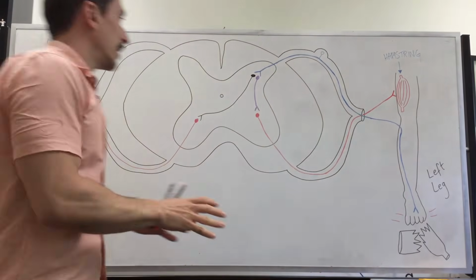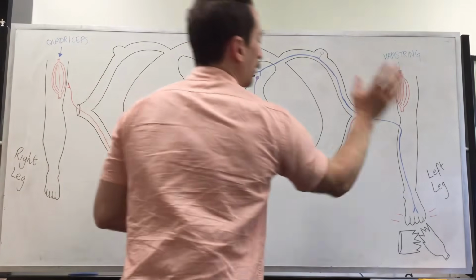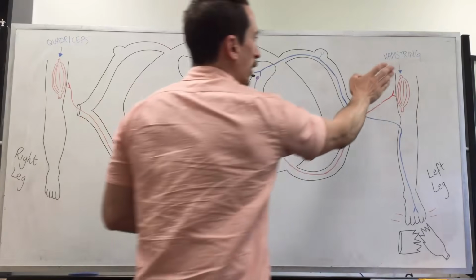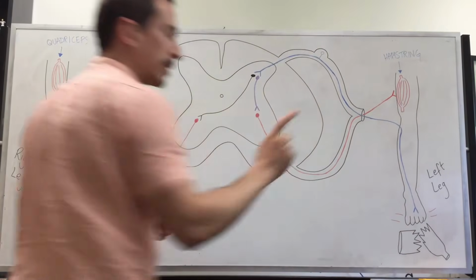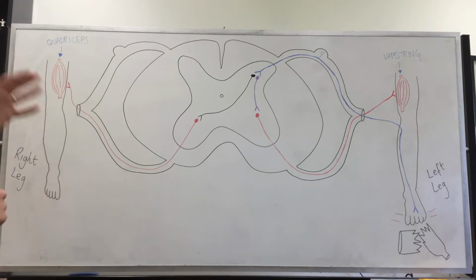This is what we call the crossed extensor reflex, where on the ipsilateral side, you have contraction of the muscle that withdraws away from the stimulus, and on the contralateral side, we have the opposing muscle group contracting, in this case, to further plant that foot on the ground. This is the crossed extensor reflex.